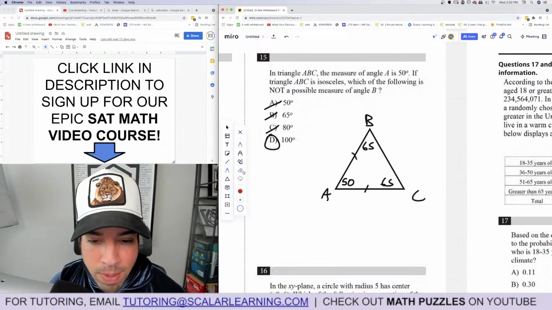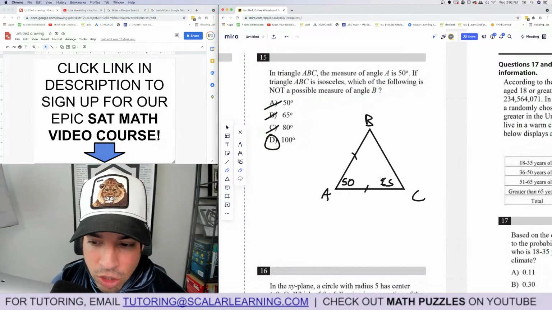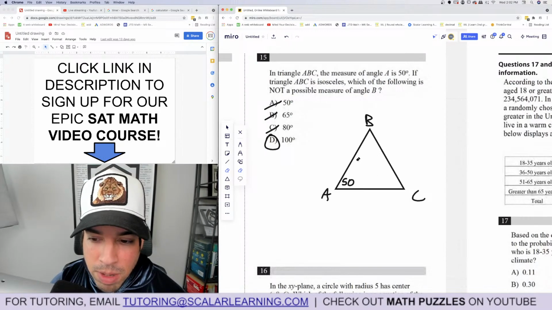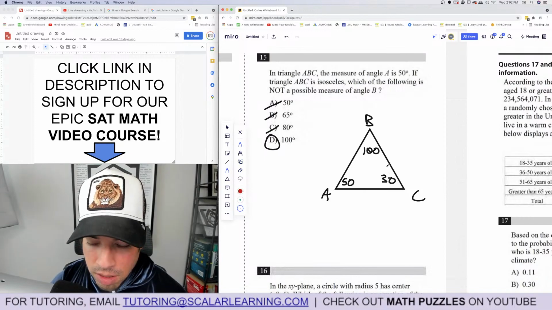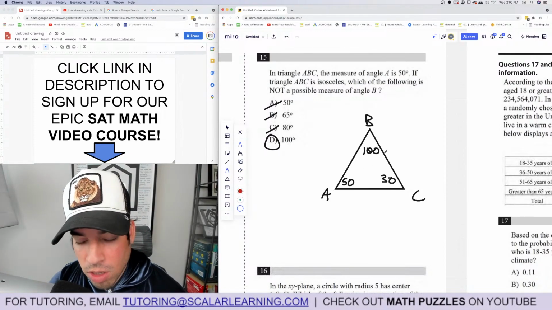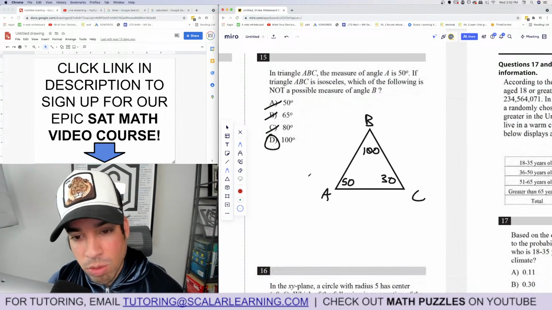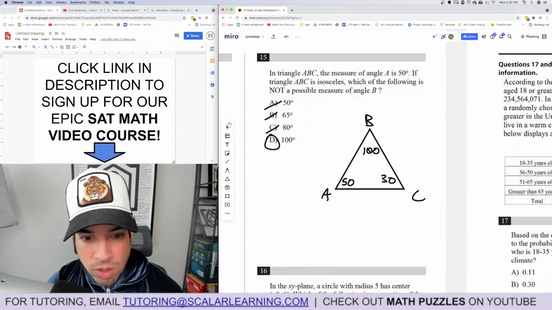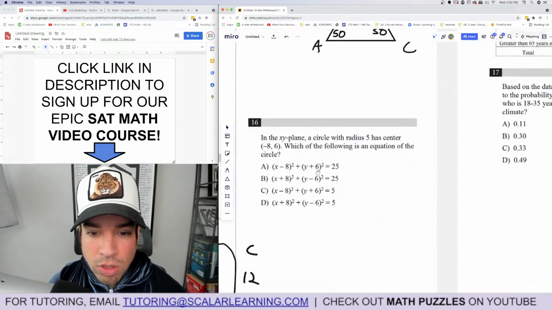And that actually obviously makes sense now that I think about it. I could have just thought about it like this. If B is 100, C would have to be 30 to satisfy the 180 rule. And then none of the angles are equal. And you need two angles equal if it's isosceles, at least two. So 100 is the winner.